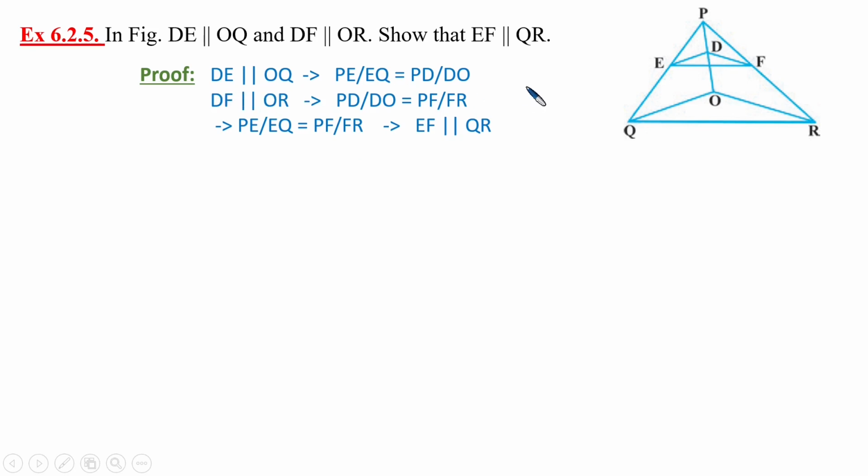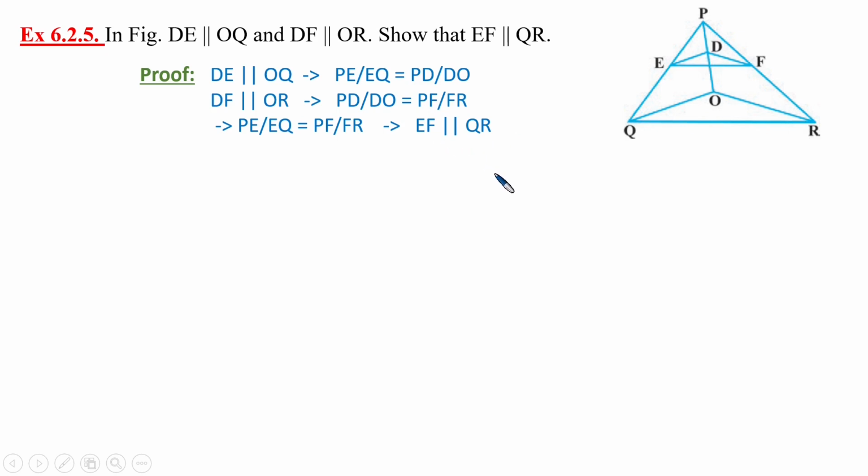If DE is parallel to OQ, then PD by DO is equal to PE by EQ. So here I have written PD by DO is equal to PE by EQ. And if DF is parallel to OR, again I can write that PD by DO is equal to PF by FR. So now I know that A is equal to B and B is equal to C, so A equals C. So I can write PE by EQ is equal to PF by FR. If this is true, that means this line has to be parallel to this line.